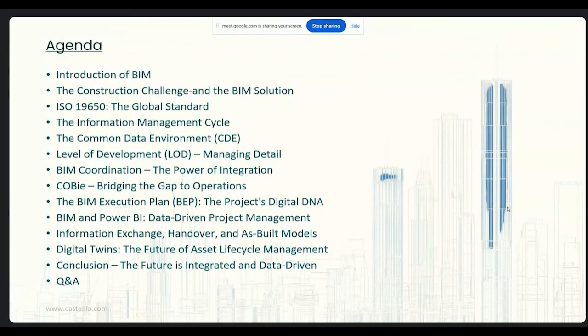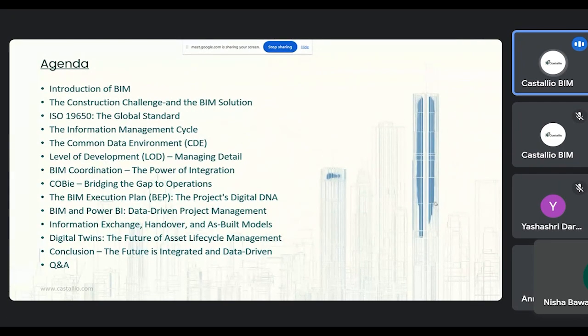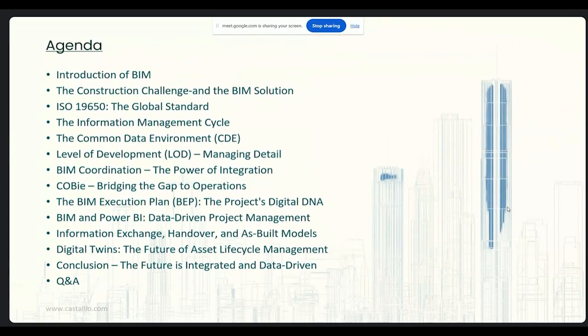And for implementing BIM or for learning this advanced concept, we should understand what is happening globally with respect to the new trends, challenges, and majorly what topics we need. Then based on that, we'll also discuss the BIM coordination activity, the power of integrations, how coordination will help the site people or stakeholders, and how we can bridge the gap by implementing this coordination activity.